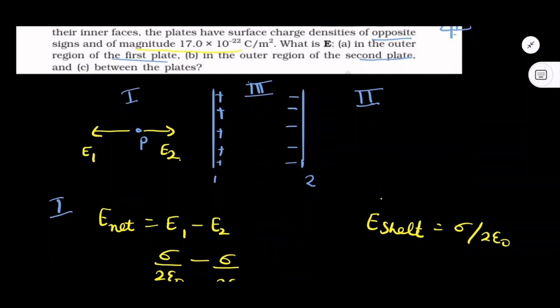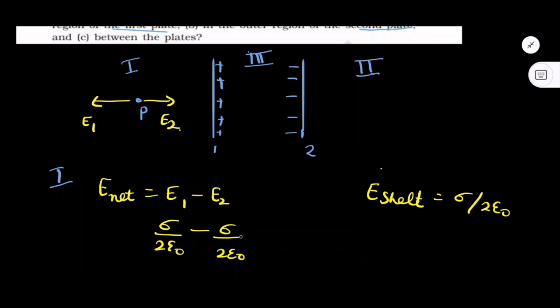Now you have to keep in mind, the net electric field which we usually calculate is E1 plus E2. But here the electric field 2 has the direction opposite to 1. So for the opposite direction the sign will change to minus from plus. So this is only due to the opposite direction. Now the magnitudes are equal, so the net electric field in region 1 will be 0.